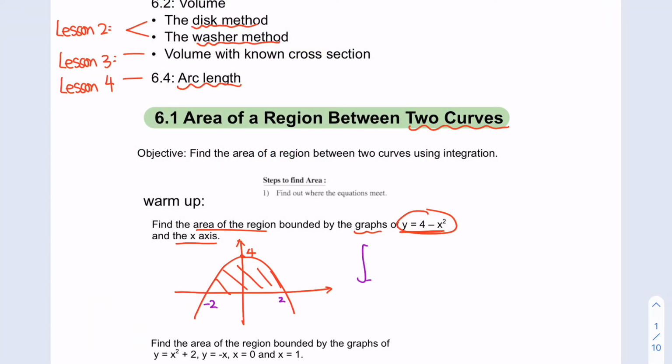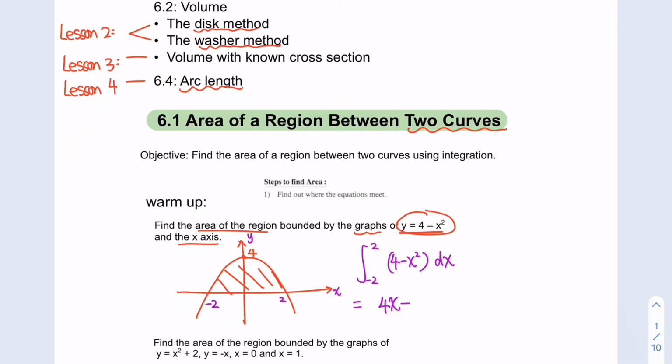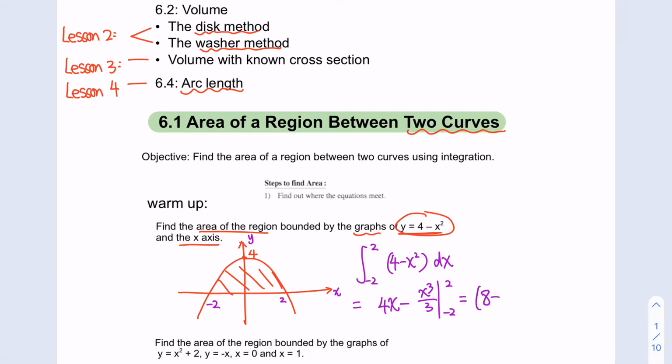So integration from -2 to +2, 4 minus x squared dx is the area. As we know, this is above the x-axis, so it's always going to be positive. So we don't have to worry about the negative. So this gives us 4x minus x cubed over 3 from -2 to 2. This is 8 minus 8 over 3 minus -8 minus -8 over 3. So it's 2 times 8 minus 8 over 3, which is 2 times 16 over 3, which is 32 over 3.